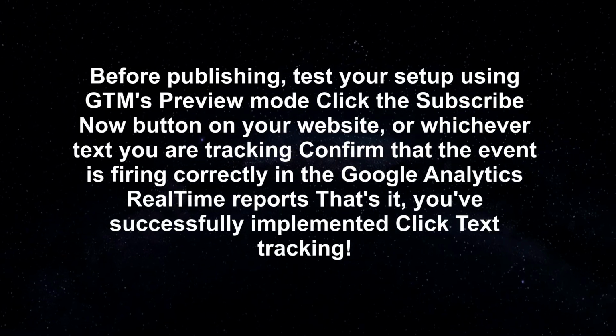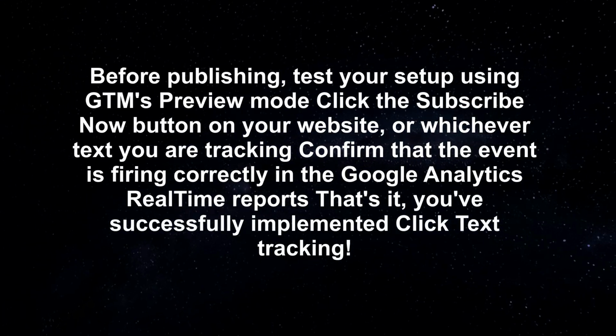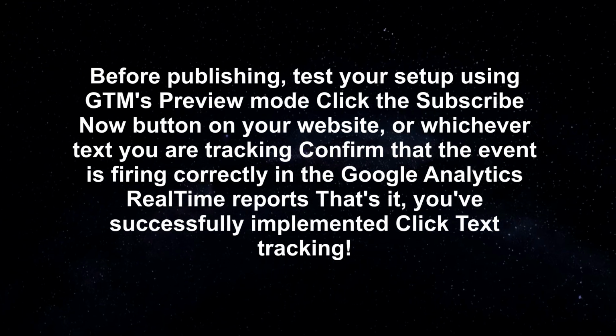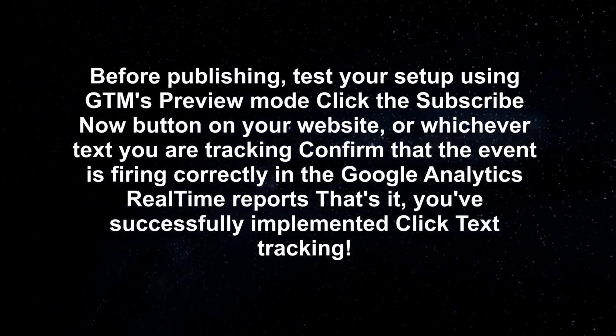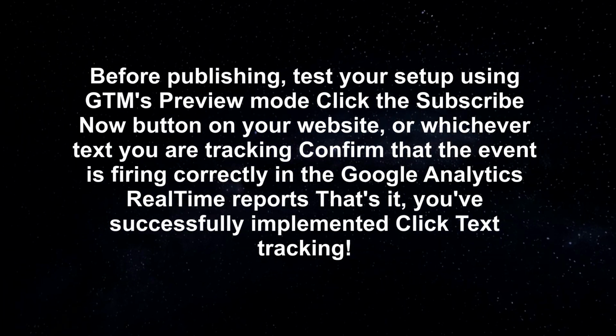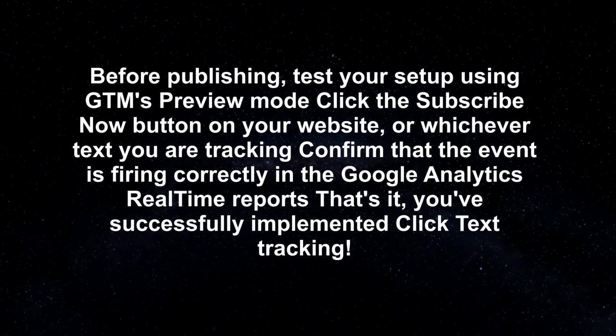Before publishing, test your setup using GTM's preview mode. Click the Subscribe Now button on your website or whichever text you are tracking. Confirm that the event is firing correctly in the Google Analytics real-time reports. That's it. You've successfully implemented click text tracking.